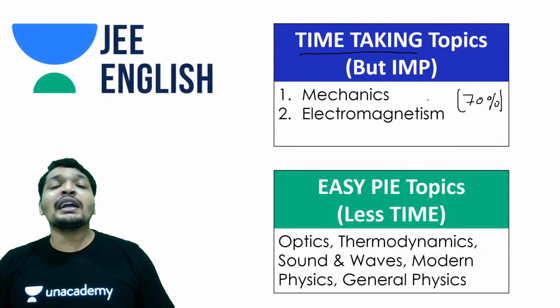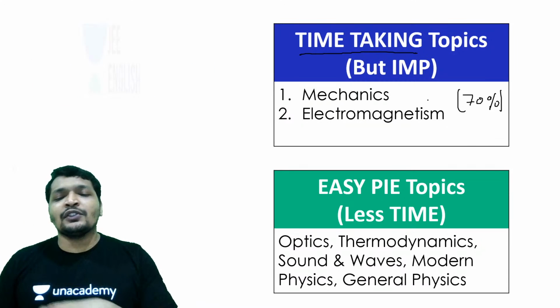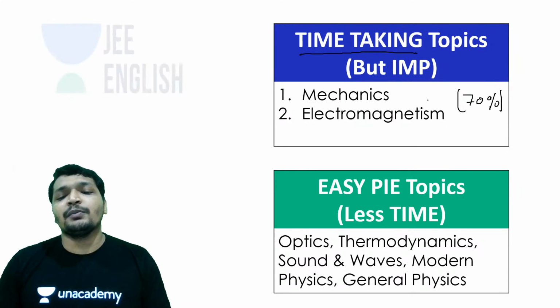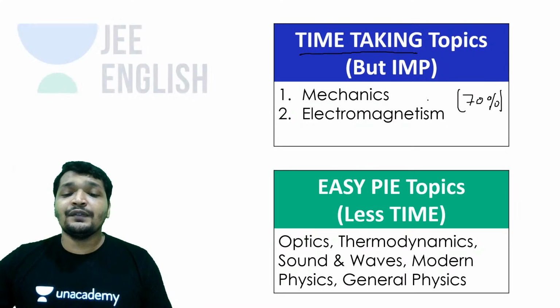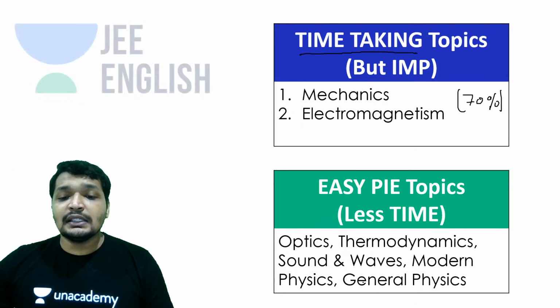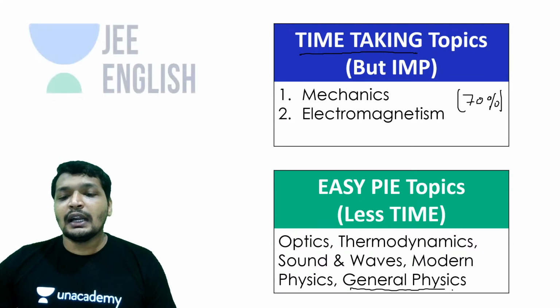And when we are talking about the easy part, it comprises optics, thermodynamics, sound and waves, modern physics, and general physics. General physics is something that I would say is the easiest among everything. And next would come optics.